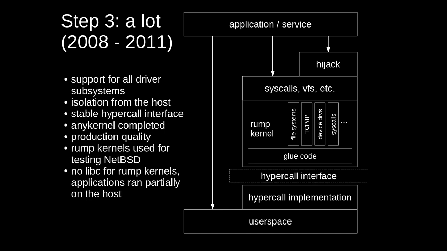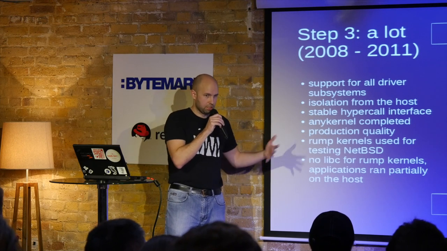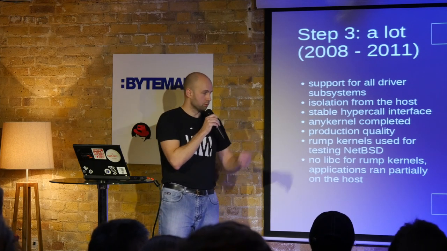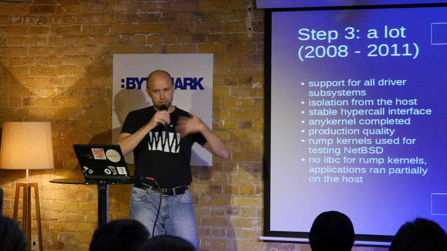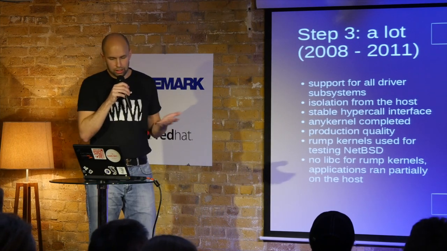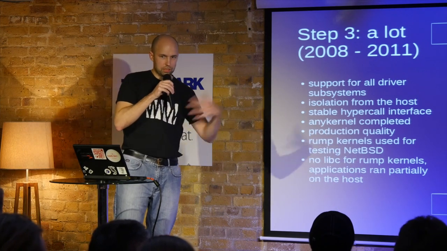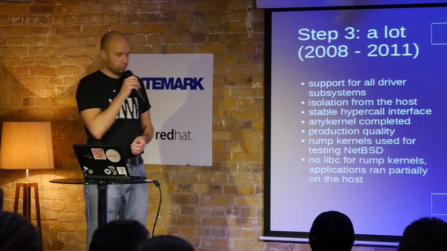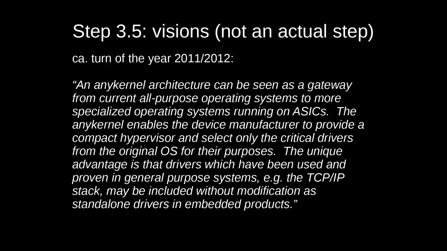It's used for actually testing some of NetBSD's kernel drivers, because it's much more convenient to do kernel testing in user space, because if you crash, then your test run just continues. So these were mutually contributing things: it had to be production quality to allow testing, and because testing was done using it, it became even more production quality. One thing you can notice from this figure is there's no libc on top yet. So things ran in user space only this time.